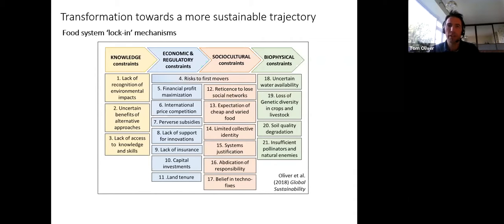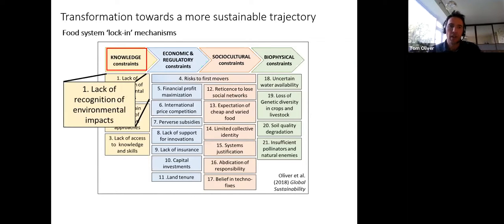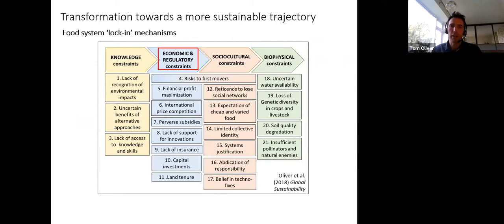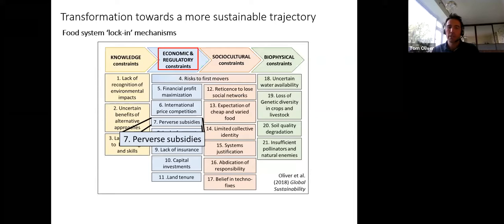But actually, when we got really stuck into the workshop, there was a recognition there was a whole range of factors. So, knowledge constraints. A retailer, for example, might want to sell more sustainable products, but you look at the ingredients, it's very difficult to understand the embedded water or carbon footprint or the biodiversity impacts of a certain product. Economic constraints. Obviously, perverse subsidies is a major one, but there are others. Number 10 here. If an actor has invested a certain amount of capital sunk into an intensive food production approach, it's very difficult to suddenly change tack.